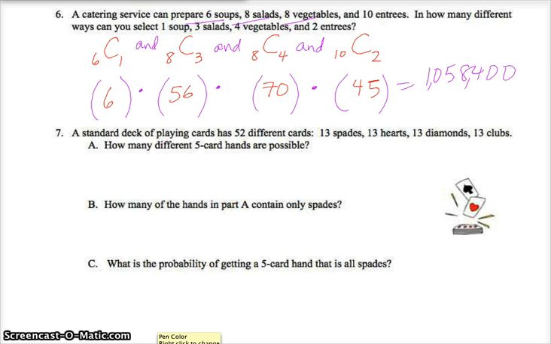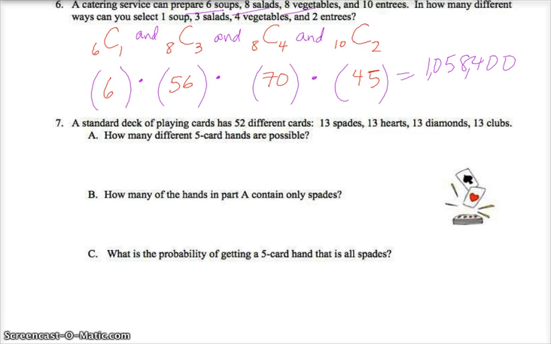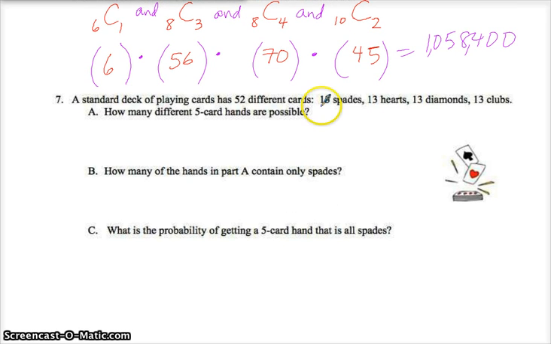So we have a standard deck of playing cards. There's 52 cards in a standard deck. In that standard deck, 13 of those cards are spades, 13 are hearts, 13 are diamonds, 13 are clubs. You have 4 kings, 4 queens, 4 sevens, 4 jacks, 4 aces, 4 twos, etc., 1 of each suit. It says how many different 5-card hands are possible? Well, the order in which you get the cards in your 5-card hand doesn't matter. So once again, it's a combination. We're choosing 5 cards out of the 52 total.